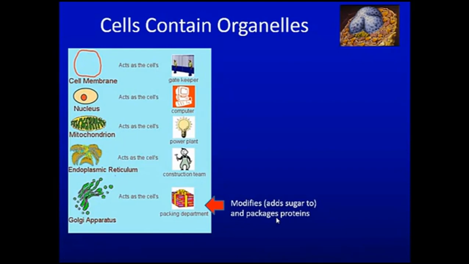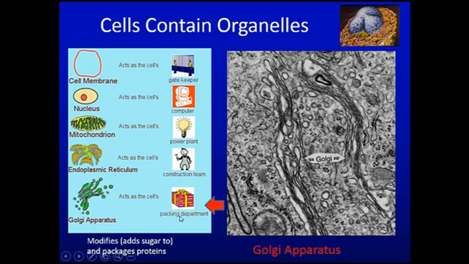And then we have the Golgi apparatus. It modifies and adds sugars, it packages things. So it's a packaging department. And here we see the Golgi apparatus. It looks like a series of pancakes that have been cut. And you'll see lots of vesicles.